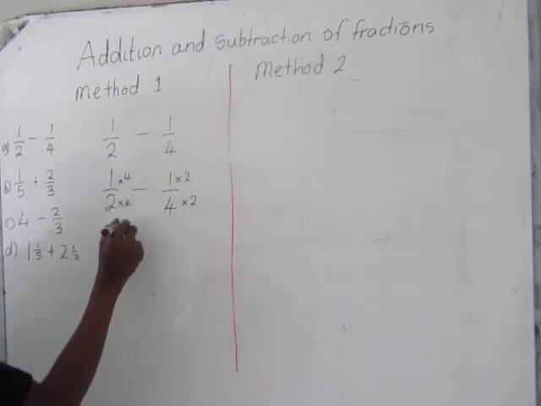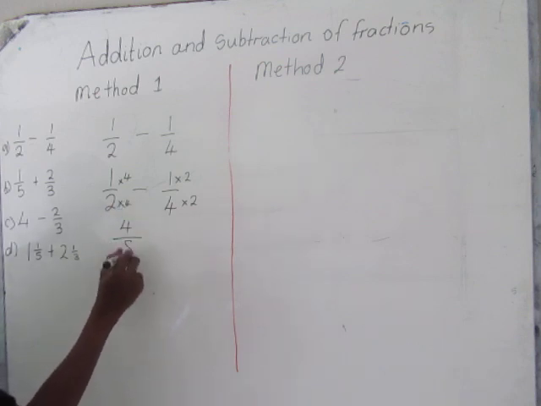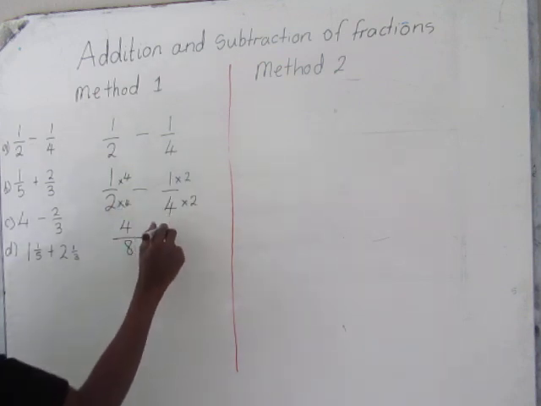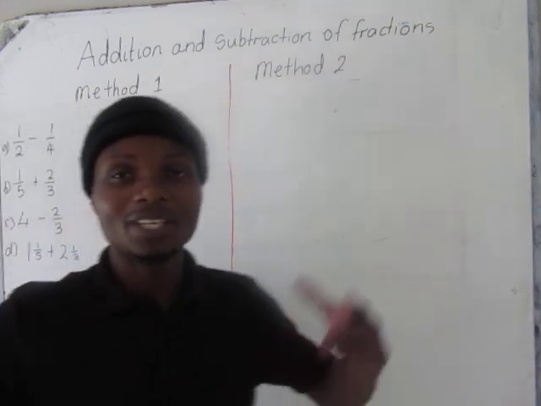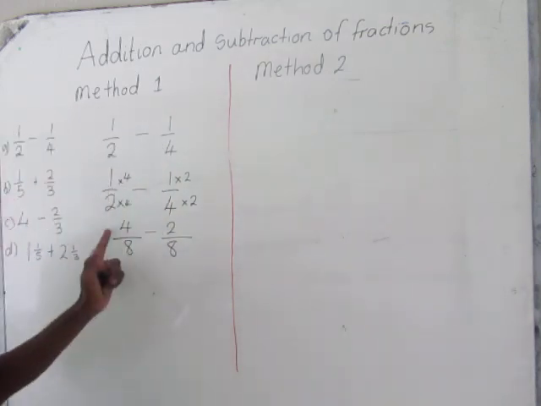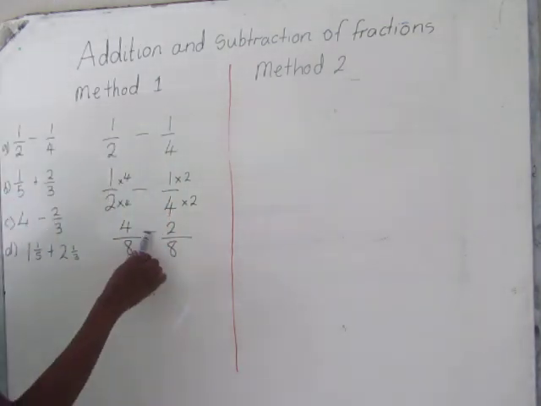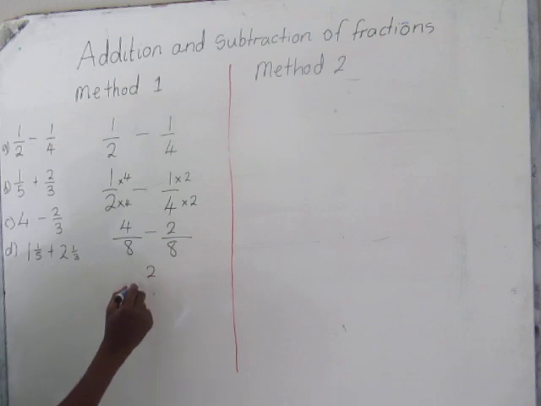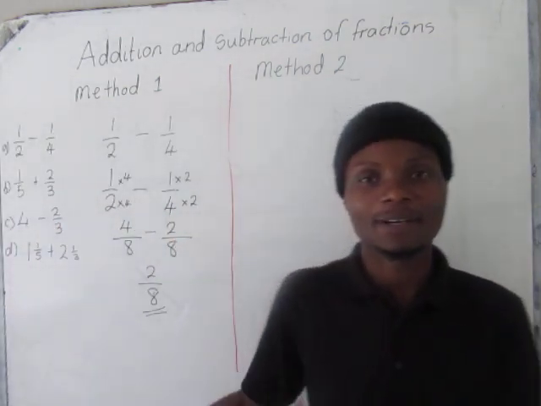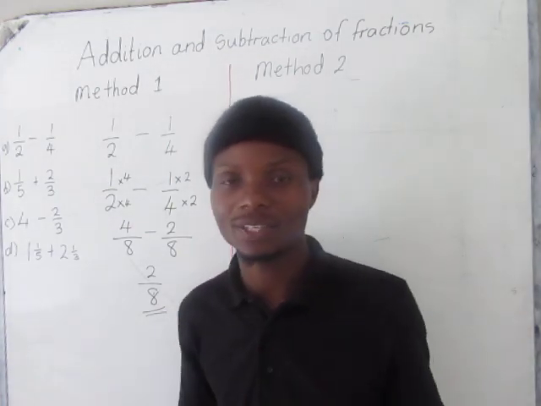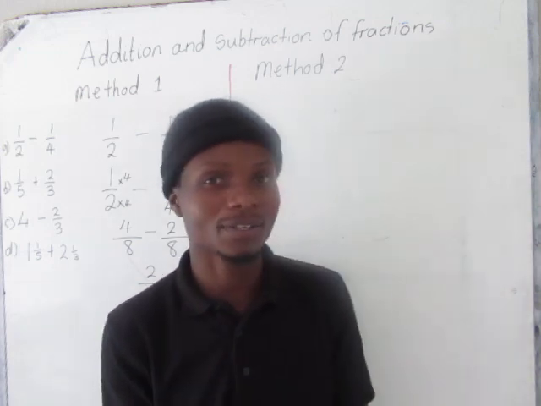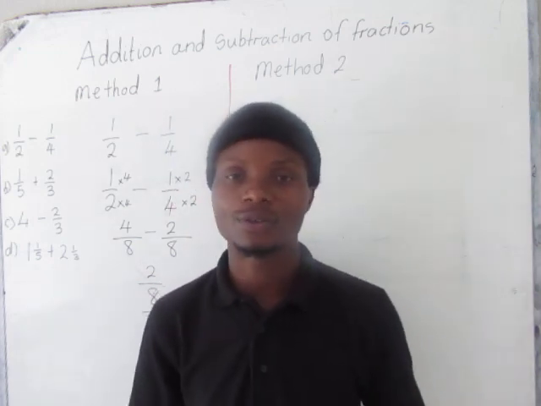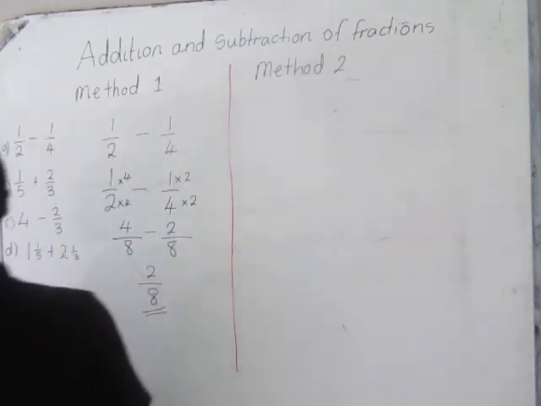1 times 4 we get 4 over 2 times 4 we get 8, minus 1 times 2 is 2 over 4 times 2 is 8. Now that our denominators are the same, we can subtract the numerators, which is 4 minus 2, we get 2 all over 8. You can simplify this fraction further, but for now I'm not going to simplify it to its lowest terms. We just want to know how to add fractions. But if you want to know how to simplify a fraction, watch one of my videos on how to simplify fractions.